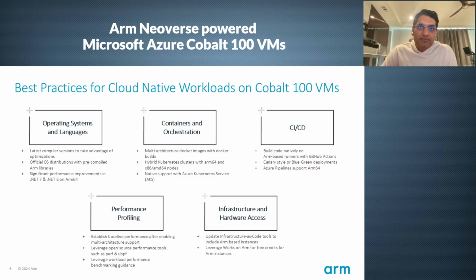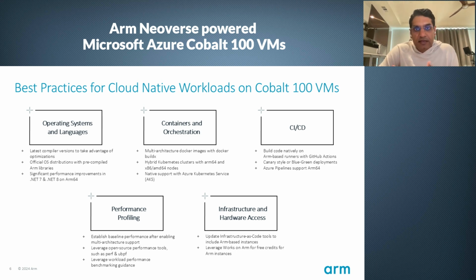So how do you get started? We provide best practices for running your cloud-native Linux-based workloads on Cobalt 100 today. If you look at the software stack, there is robust support across the operating systems. All the major OS support Arm architecture. All the major languages support Arm architecture. You can get significant performance benefits by using the latest versions of a lot of these languages, including the engineering work we've done together with Microsoft on enabling .NET 7 and .NET 8 for the Arm architecture. So you could build a solid base on which your applications can be built.